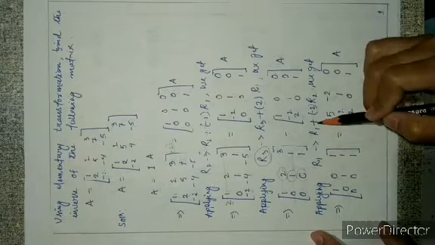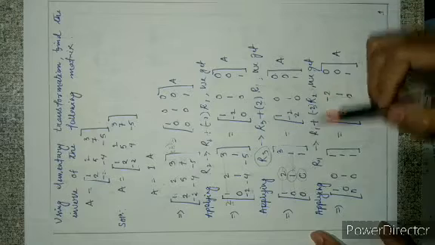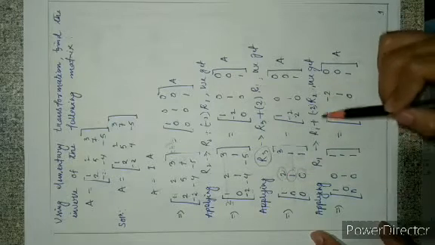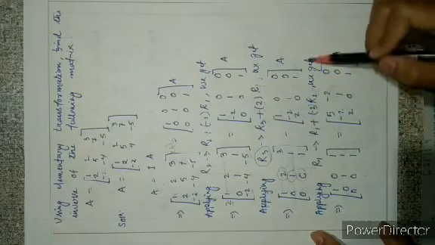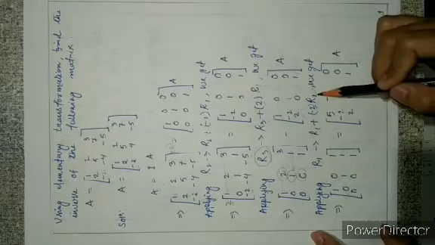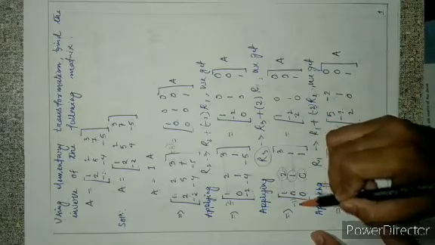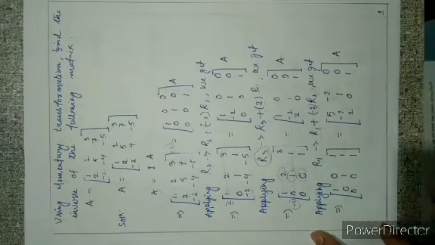R1 tends to R1 plus a scalar times R2. If the given number is plus 2, then the scalar will be minus 2. Then we get the first row. Apply this operator: all the elements of the second row are multiplied by minus 2.